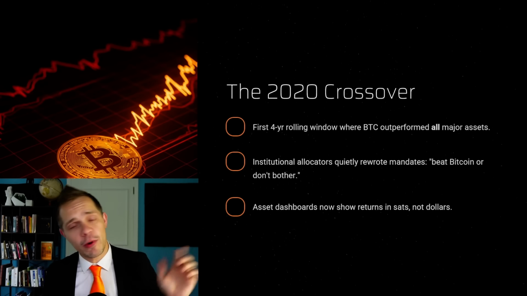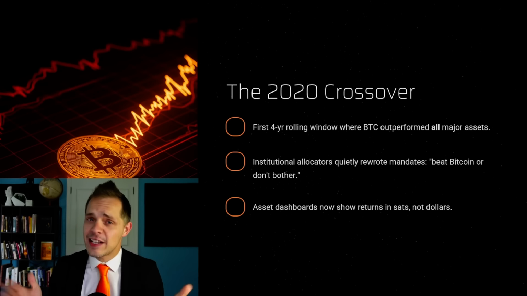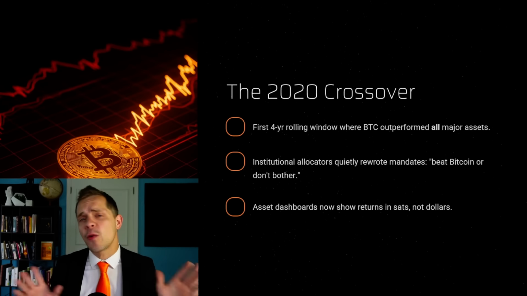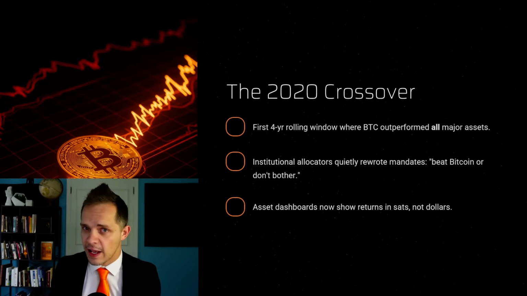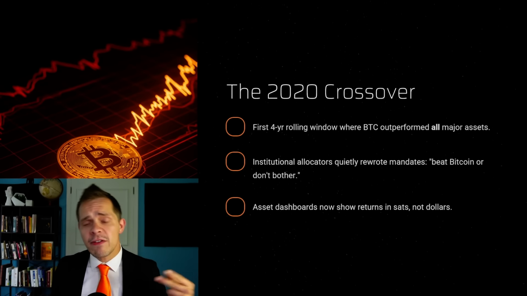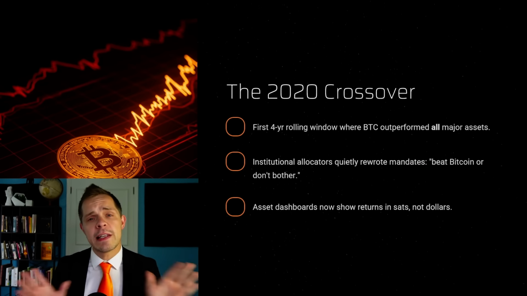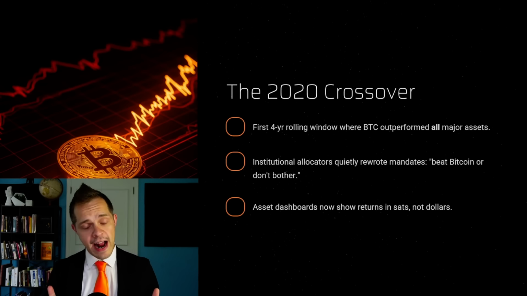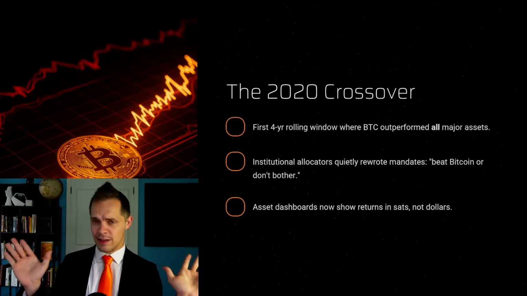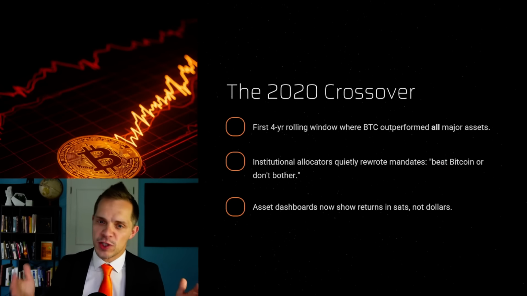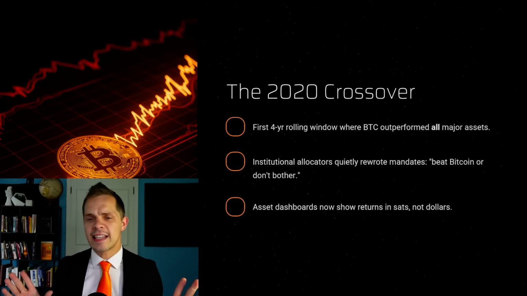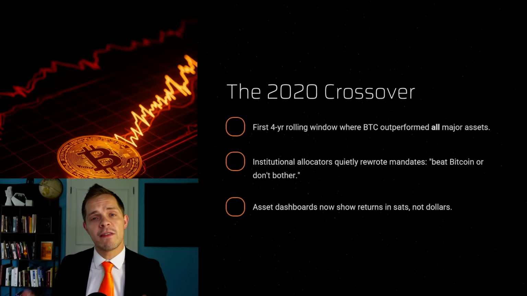Here's the inflection point the textbooks will pretend they saw coming. By mid-2020, a 4-year rolling window showed Bitcoin out-returning every major asset class. Equities, bonds, real estate, even venture capital on a median basis. For institutional allocators, that was the moment the spreadsheet stopped asking, should we own Bitcoin? And started asking, how do we justify anything that doesn't beat it? Internal dashboards quietly switched reporting columns from dollars to Satoshi. Because once an asset becomes the performance denominator, the conversion flips.